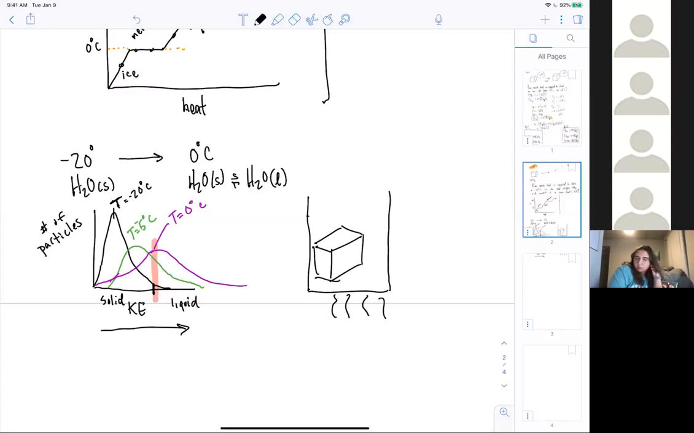You're still adding kinetic energy to the system, whereas before it was making these things vibrate back and forth faster and faster, which you could measure with a temperature probe. So that's what you're measuring there. You're measuring the vibrations in that ice crystal.